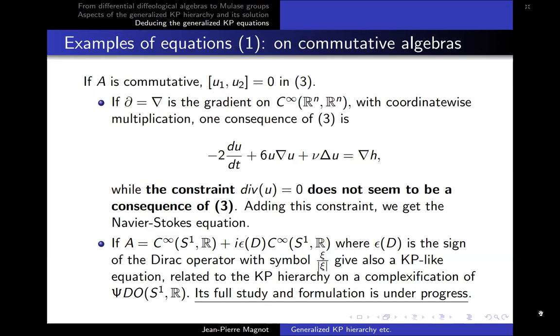Now, let us go back to our generalized setting. I try to show you some examples of equations which were surprising to us to find. And I think that the most surprising is the first one that I show you. Here, I take C infinity of Rn into Rn, viewed as vector fields over Rn. And I take the gradient as a derivation.